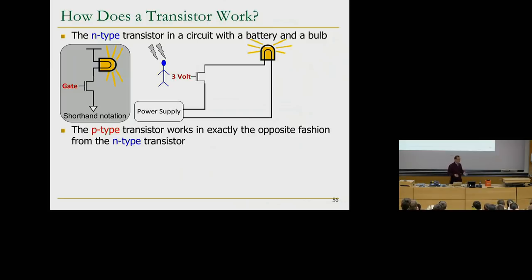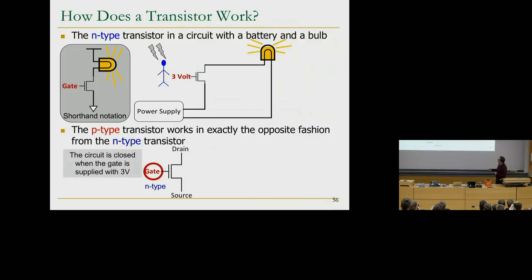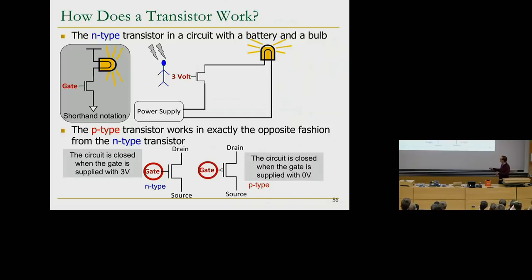Okay, and so what is P-type? P-type works in exactly the opposite fashion from the N-type transistor. So this is the N-type, you need to apply high voltage to connect the source and drain. High voltage in our case, let's say 3 volts. That's not realistic in existing systems, but I'm going to use 3 volts over here. So for the P-type, you do exactly the opposite to turn on the transistor. The transistor gets turned on if you apply low voltage, meaning 0 volts to the gate. That way, drain and source get connected.